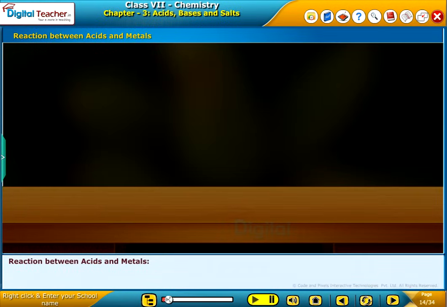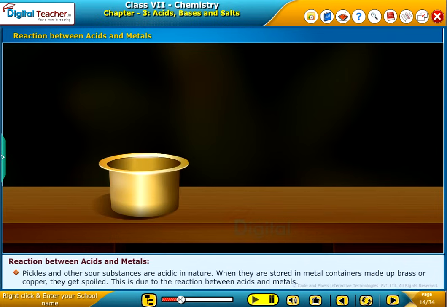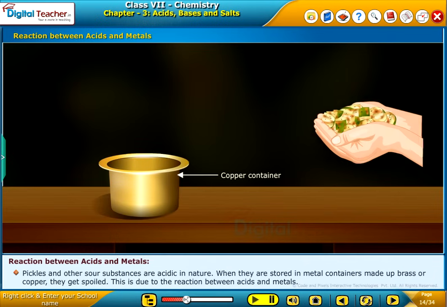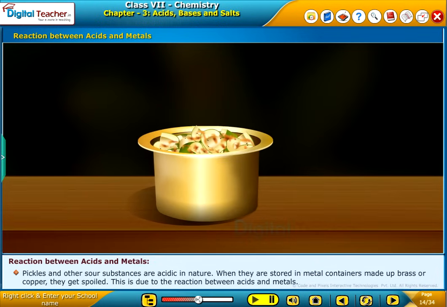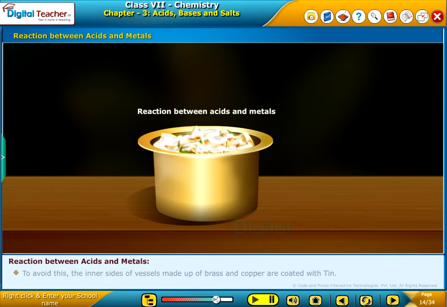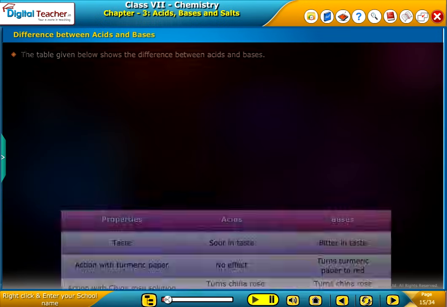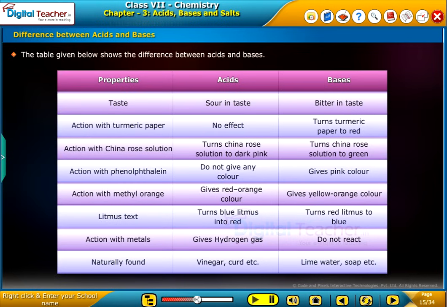Let us know about the reaction between acids and metals. Pickles and other sour substances are acidic in nature. When they are stored in metal containers made up of brass or copper, they are spoiled. This is due to the reaction between acids and metals. To avoid this, the inner side of vessels made up of brass and copper is coated with tin. The table given below shows the difference between acids and bases.